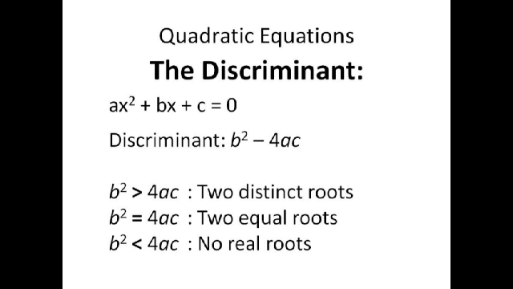If b squared is less than 4ac, there's no real roots, which means that either the base of the happy face is above the x-axis or the top of a sad face is below the x-axis. So your curve never actually comes into contact with the x-axis at all.